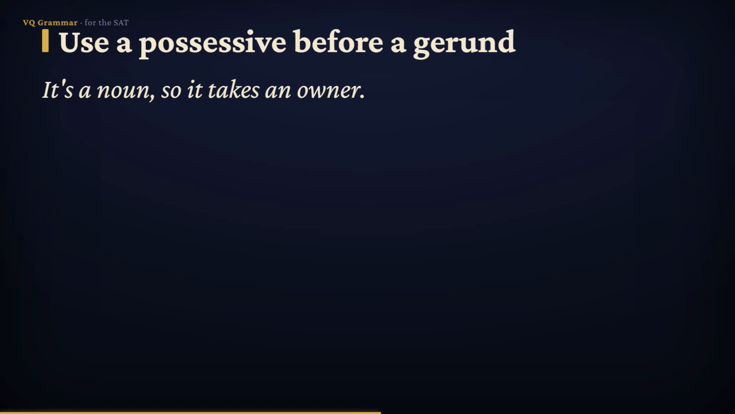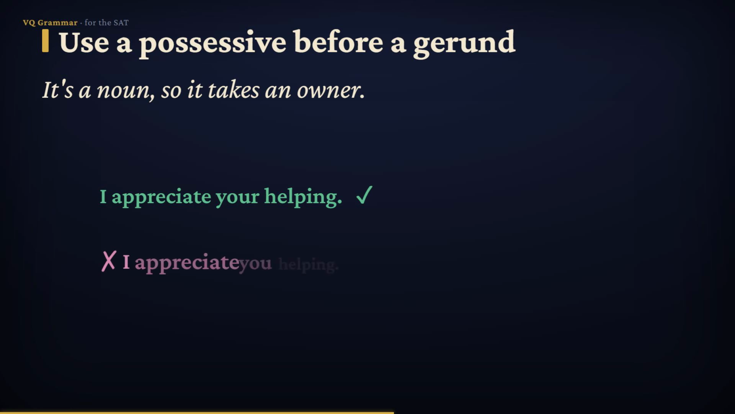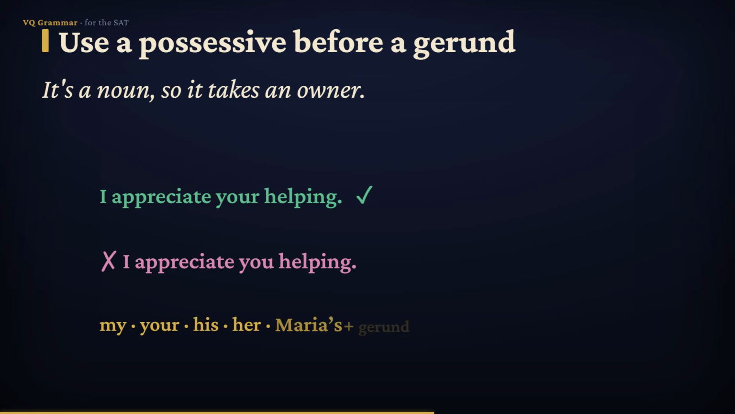Here's a refined point the test loves. Because a gerund is a noun, the word right in front of it should be possessive. We say, I appreciate your helping, not I appreciate you helping. Think of it like any other noun. You'd say your help, so it's your helping. The same goes for names. We were surprised by Maria's leaving, not Maria leaving. So when a noun or pronoun comes right before a gerund, make it possessive: my, your, his, her, or Maria's.